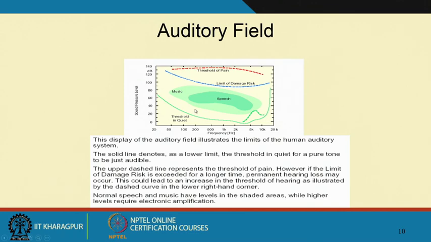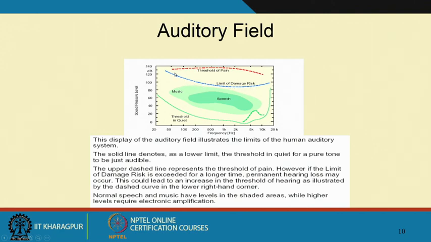But one most important thing we must know about sound pressure level is the human auditory field. You will see everything here is a function of frequency. Speech, when people talk, is predominantly below 5000 hertz. Music, from the membrane or bass instruments and the string instruments, can go all the way from 50 hertz to about 12 kilohertz. This is the threshold of quietness. It is not a linear level. And then the blue line is the limit of damage risk.